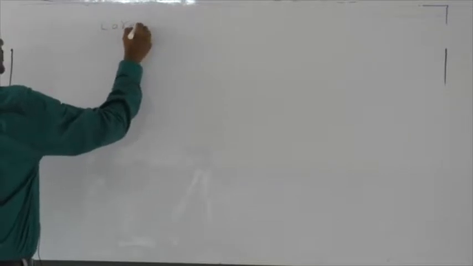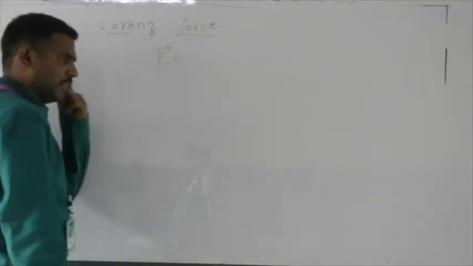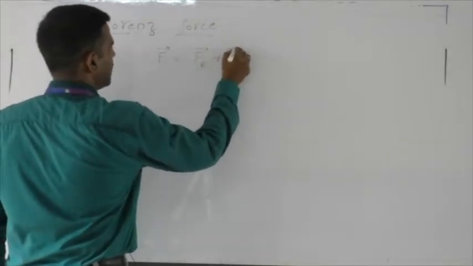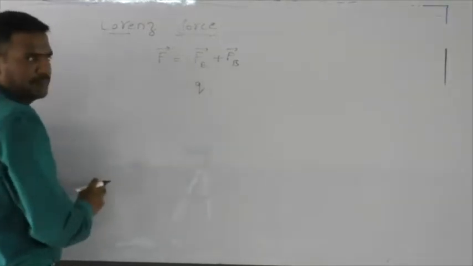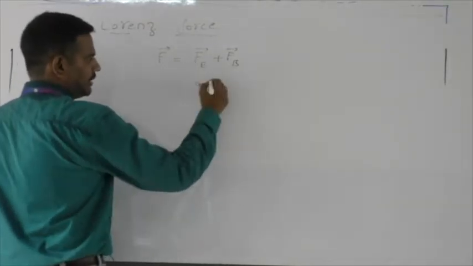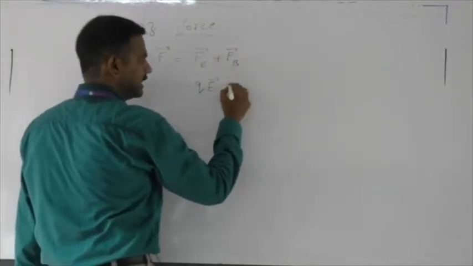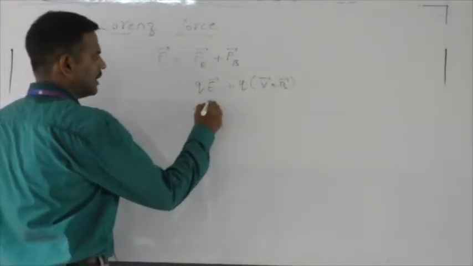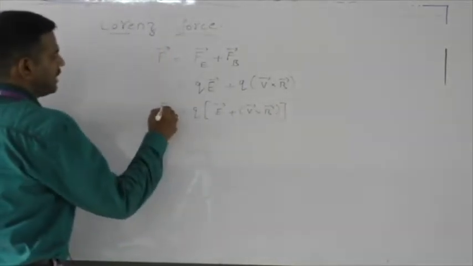One is the Lorentz force. What is the Lorentz force? If a charged particle is moving through a region with both electric and magnetic fields, then it will experience a force due to the electric field and a force due to the magnetic field. This net force is called the Lorentz force. Generally, if q is the charge of the particle and E is the electric field intensity, then qE is the force experienced by the charged particle due to the electric field. Then what about the magnetic force? That can be written as q into v cross B. Then if I take q out as common, I will get E plus v cross B, and this is called the Lorentz force.